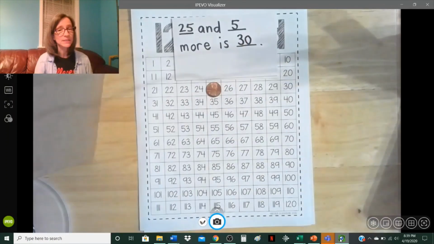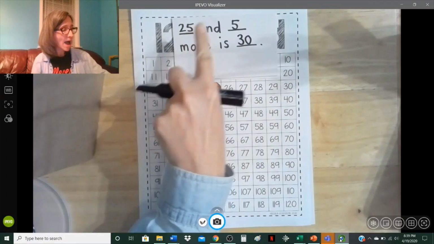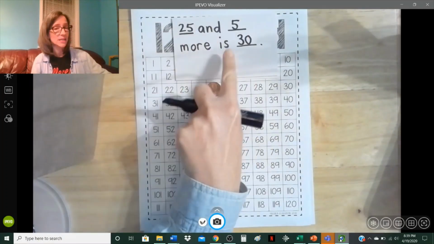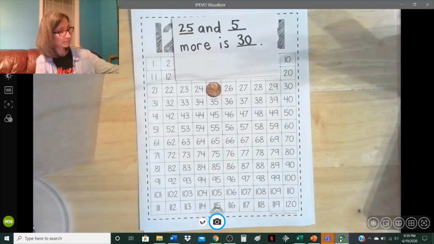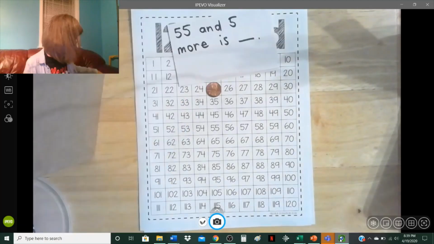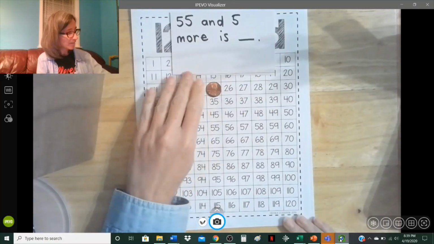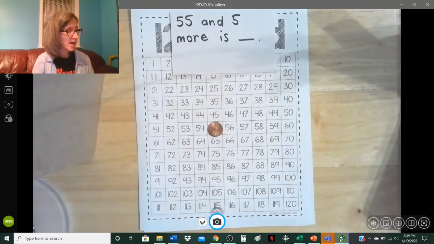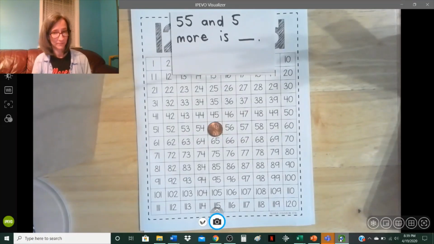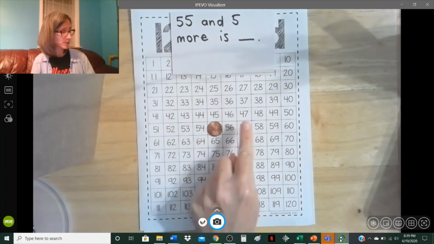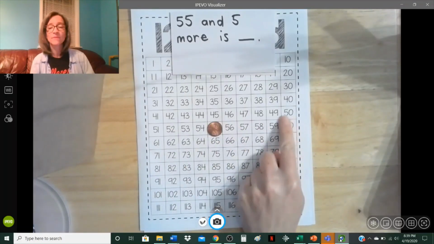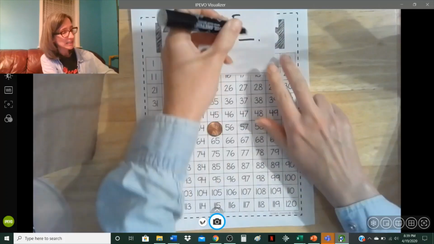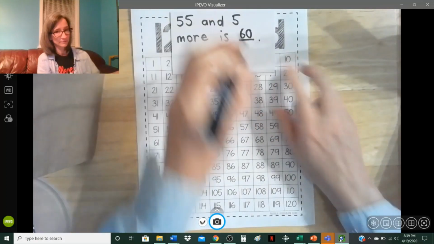Read the number sentence with me. 25 and 5 more is 30. Okay, 55 and 5 more is blank. What's 55 and 5 more? 1, 2, 3, 4, 5. If you said 60, you are correct.